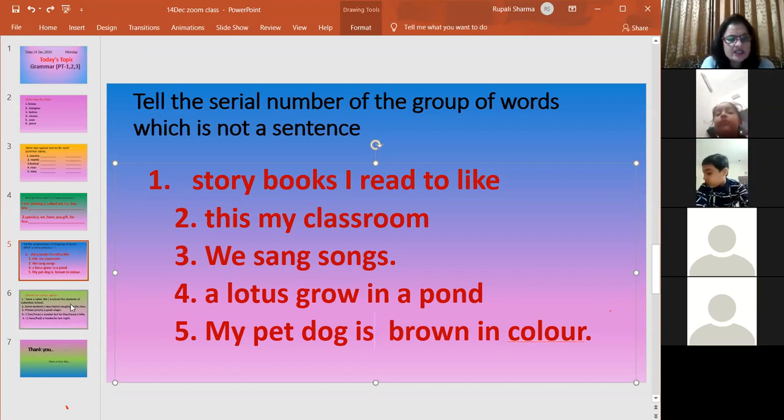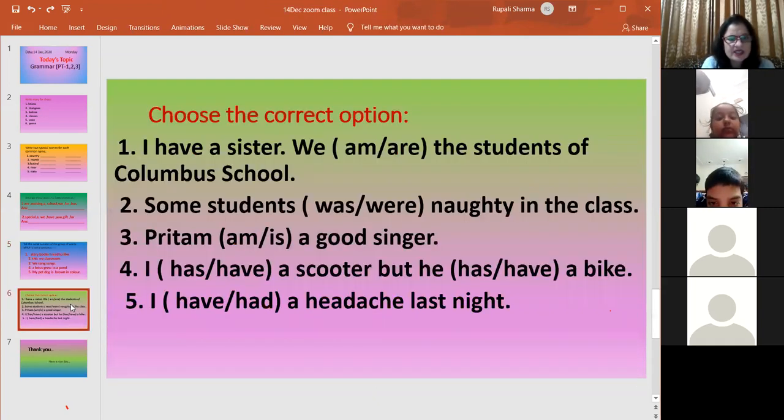Now let us move to the next. Here I have taken examples, some sentences from the two, three chapters. You have to tick the right option. First is: I have a sister. We dash the student of Columbus School. Am or are? What word will it be?